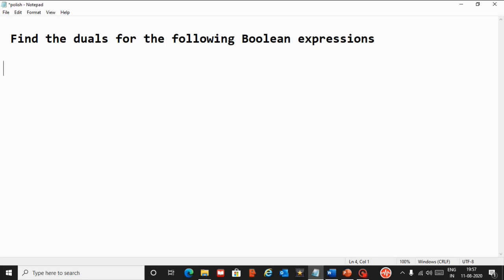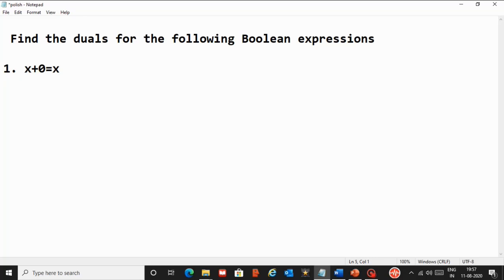So the first one, what I have to do, the question is x plus 0 is equal to x. I need to find the dual of the following expression. What are the four rules? That is, change or to and, and to or, 0 to 1 and 1 to 0. These are the four things which you need to do to find the dual of a Boolean expression, right?